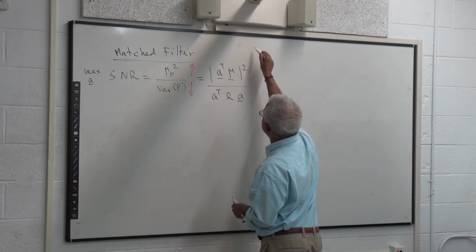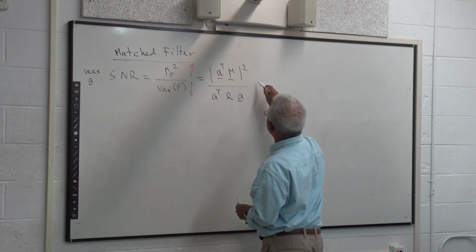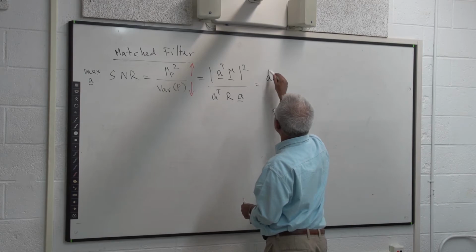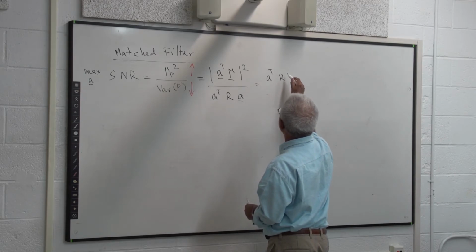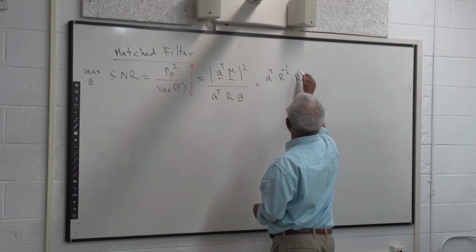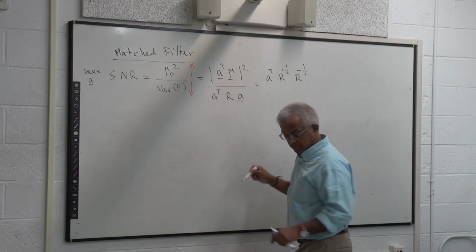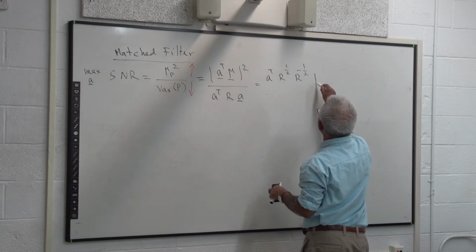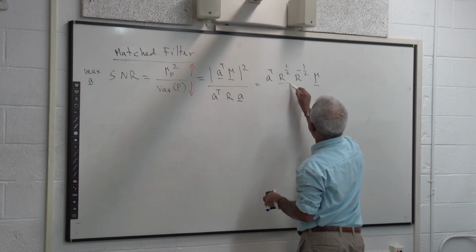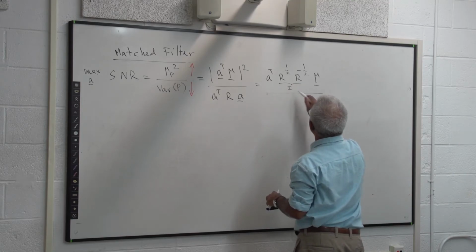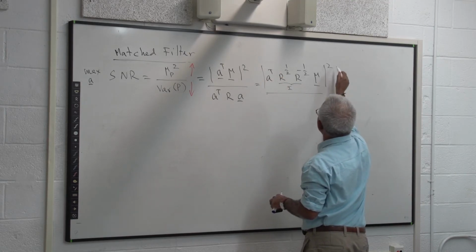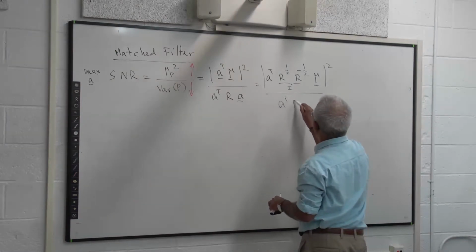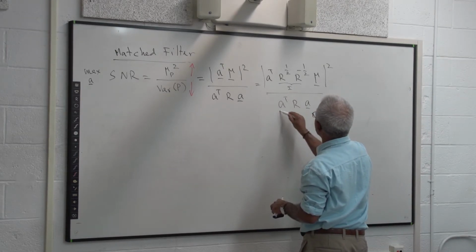So if R is positive definite, I can introduce R to the power half, but I take off R to the power half, and then I have mu here. So nothing changes, because this is identity. So this thing squared divided by A transpose R A.